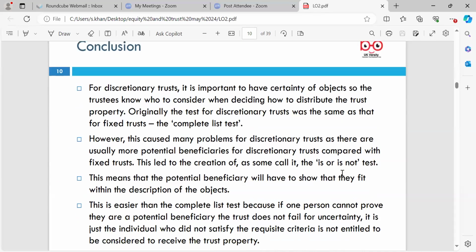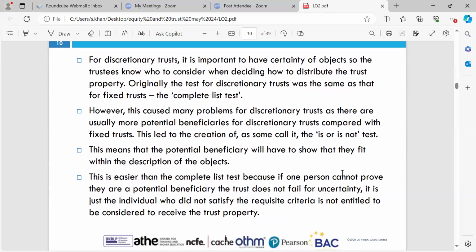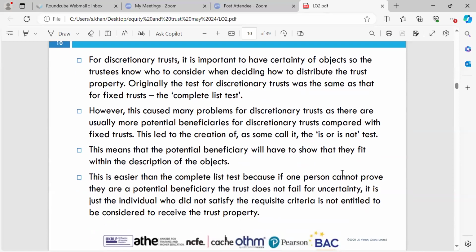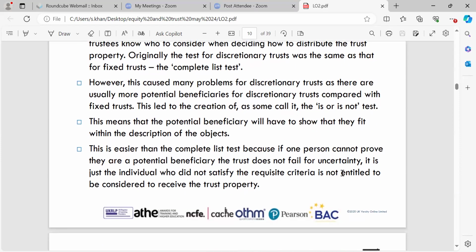In conclusion, in regards to the first part, for a discretionary trust it's important to have certainty of objects, so the trustee knows who to consider when deciding how to distribute the trust property. Originally, the test for a discretionary trust was the same as for a fixed trust, the complete list test. However, this caused many problems for discretionary trusts, as there are usually more potential beneficiaries compared with fixed trusts. So this led to the creation of what some call the "is or is not" test. This means that the potential beneficiary will have to show that they fit within the description of the objects.